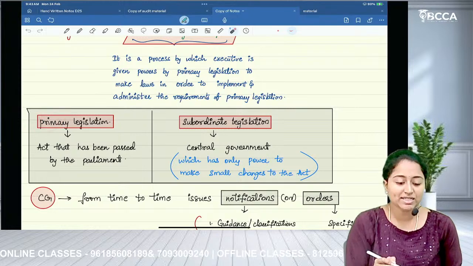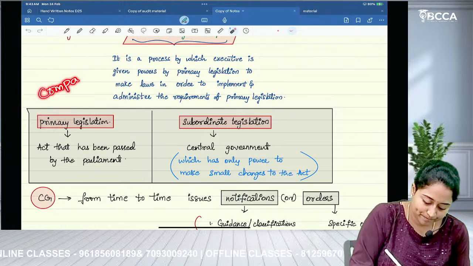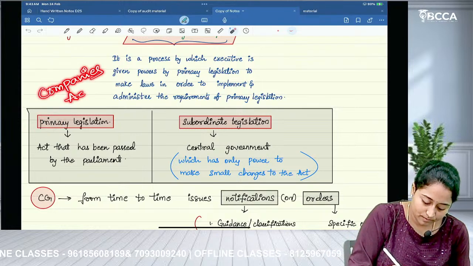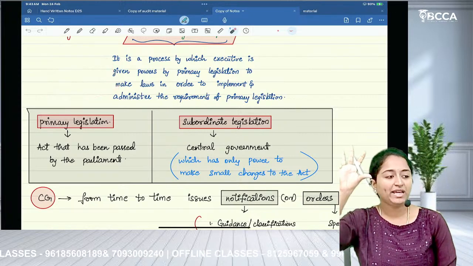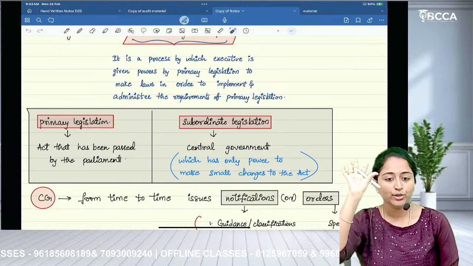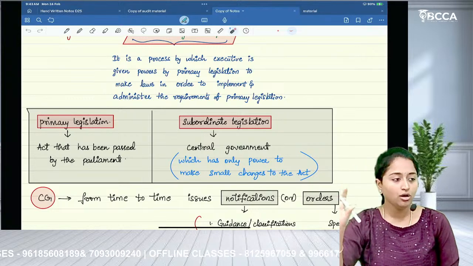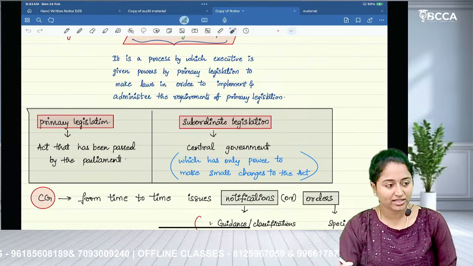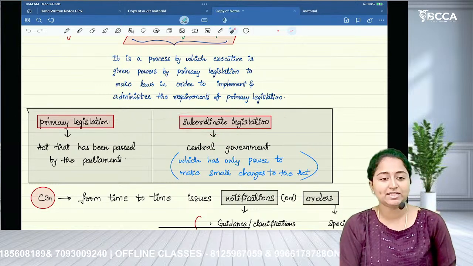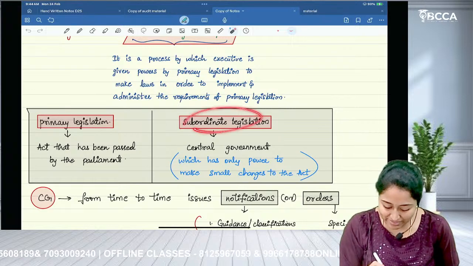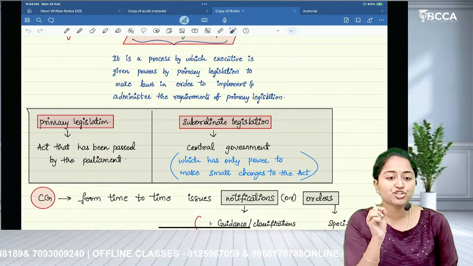Primary legislation is nothing but the Companies Act. This Companies Act is the main head. It has given us certain law, rules, regulations, everything. It has everything in it. Now, what can this subordinate legislation do? It can make small changes in it.